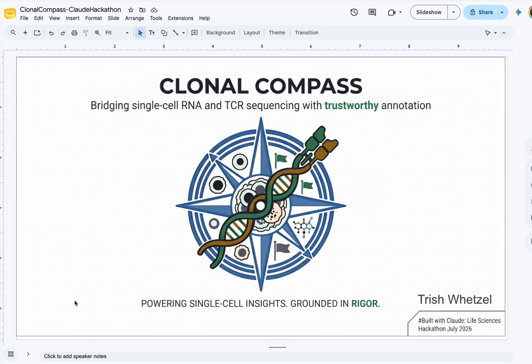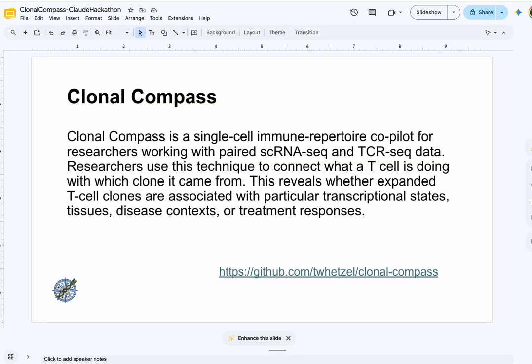Clonal Compass is a single-cell immune repertoire copilot for researchers working with paired scRNA-seq and TCR-seq data. Researchers use this technique to connect what a T cell is doing with which clone it came from. This reveals whether the expanded T cell clones are associated with particular transcriptional states, tissues, etc.